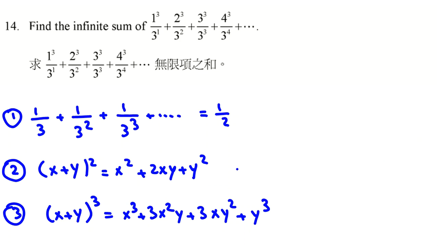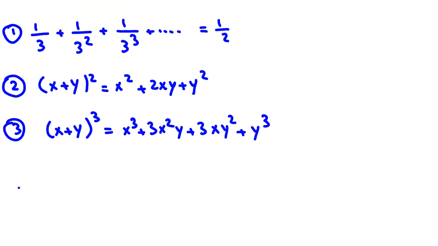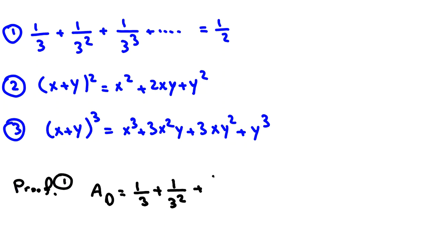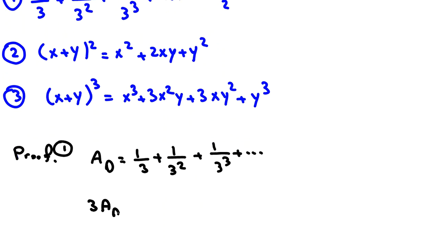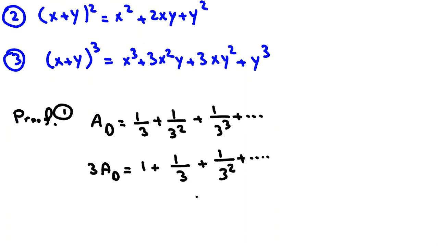Okay, so let's prove at first identity number 1. Let me write the proof with black. Proof of 1. So I call A0 1 over 3, 1 over 3 squared, 1 over 3 cubed, and so on. Then I multiply A0 by 3. It will be 3A0 equal to 1 plus 1 over 3, 3 times this. 3 times this will be 1 over 3 squared, and so on. If you pay attention, you will see, okay, here is exactly A0.